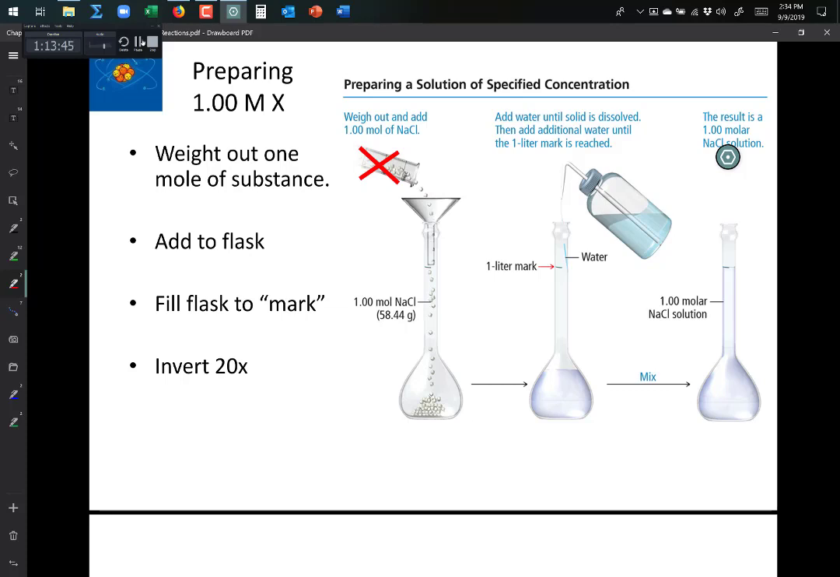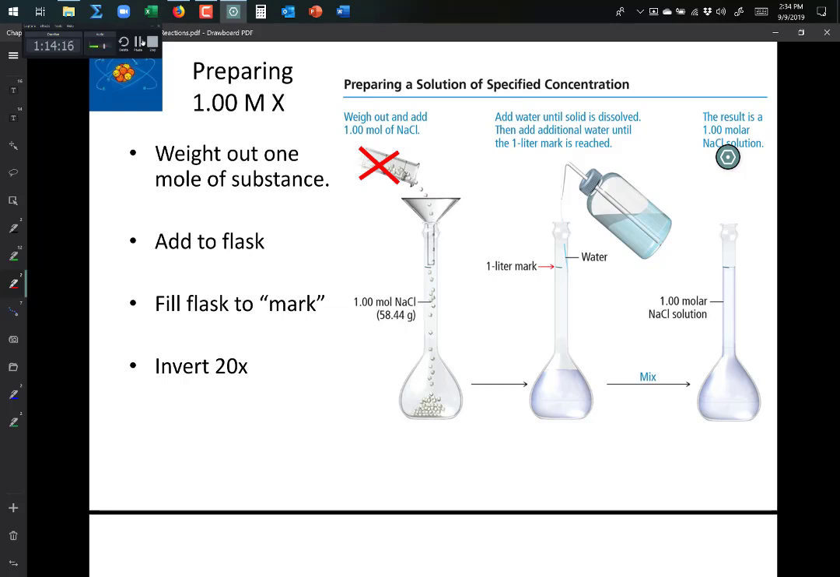Now, this is just to point out some stupid things you see in textbooks. What is he pouring out? Graduated cylinder. Never. Why? Just don't, because all the stuff will get stuck in there. You could do it in a beaker, and then you could rinse it out easily, but a graduated cylinder, I don't know why they did that.